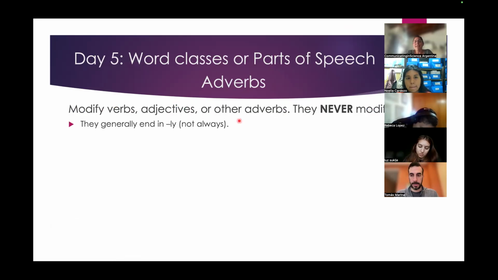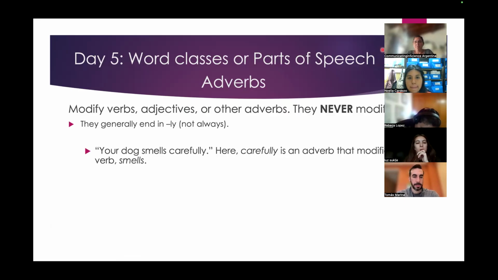They generally end in ly, but not always. So I have the example like never. Never, it's an adverb. Nunca. It doesn't end in ly. Our adverbs are the same. Nunca, it's also an adverb. And rápidamente, it's also an adverb. The ly ending means mente.